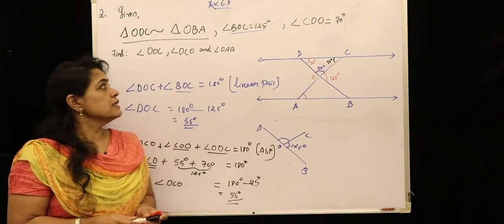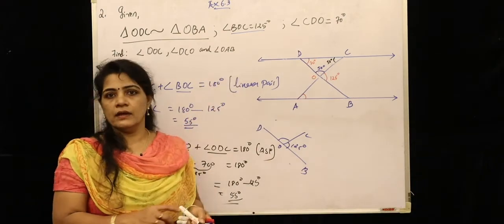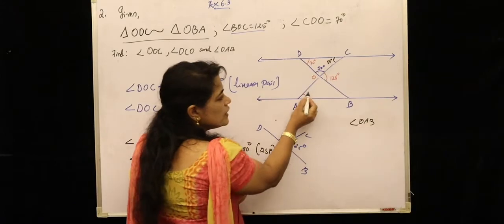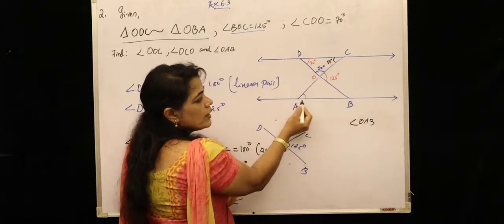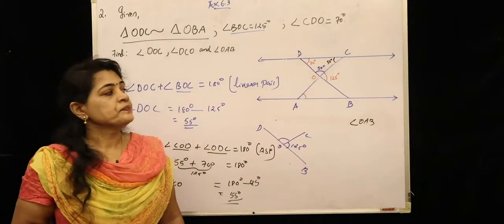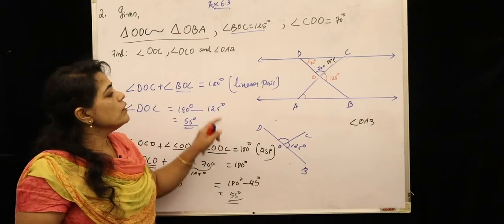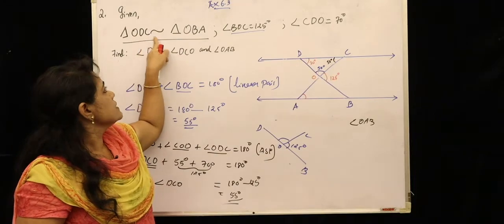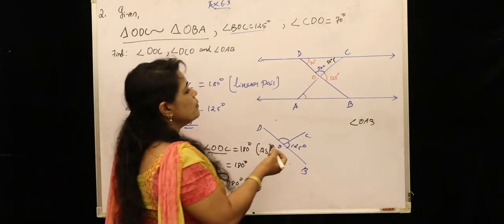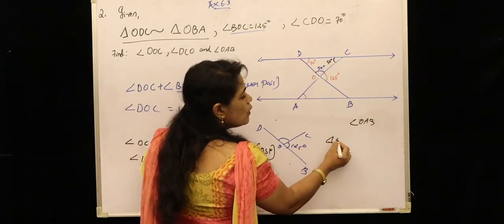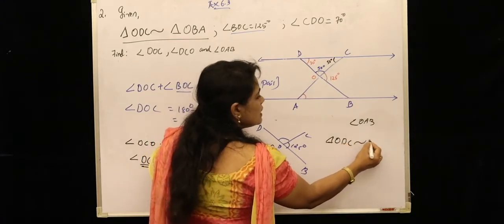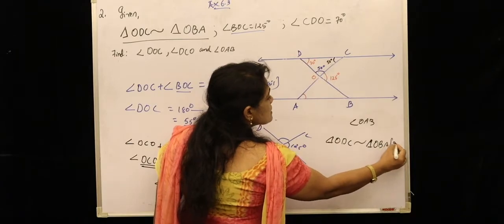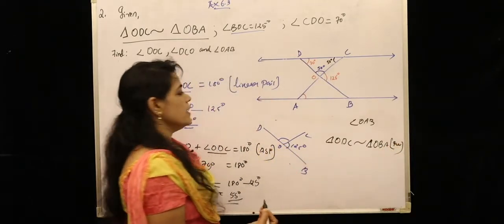Next we need angle OAB. Okay, angle OAB. See children, from the figure, this is that angle OAB. I marked with the red color. Okay. See children, for that we have given this triangle ODC similar to triangle OBA. Triangle ODC similar to triangle OBA. Okay, this is given OBA.